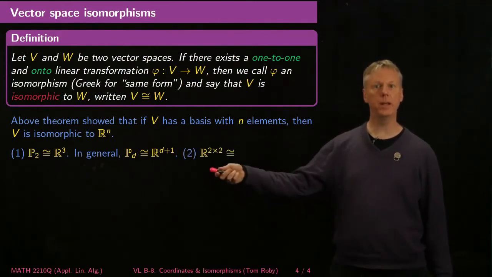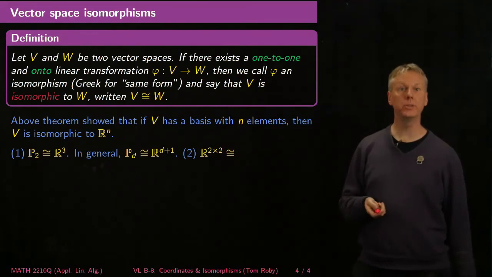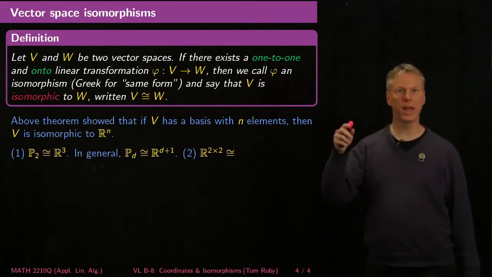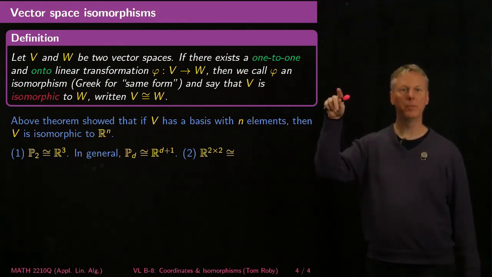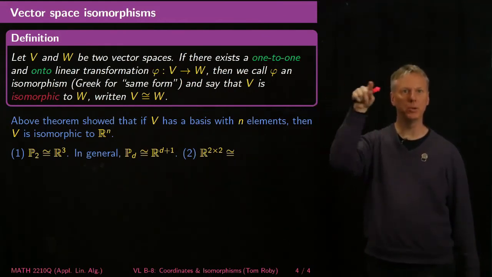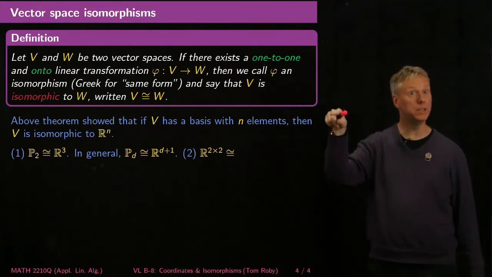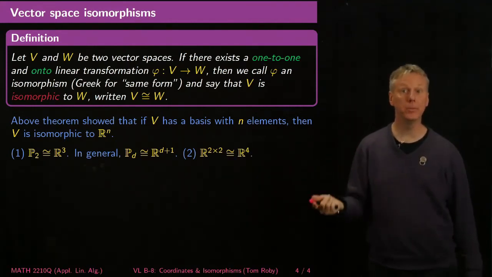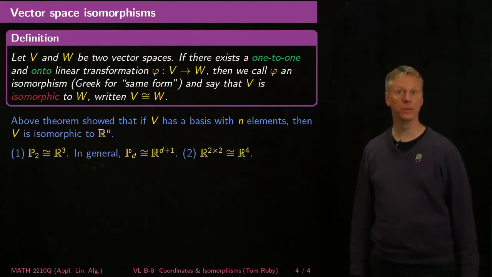How about 2 by 2 matrices? If I have 2 by 2 matrices, then we saw earlier that one basis for that is something like [1, 0; 0, 0] and [0, 1; 0, 0], and so on. All of the places you can have a 1 in each of those spaces and then zeros everywhere else. So that means it'll be isomorphic to R4.